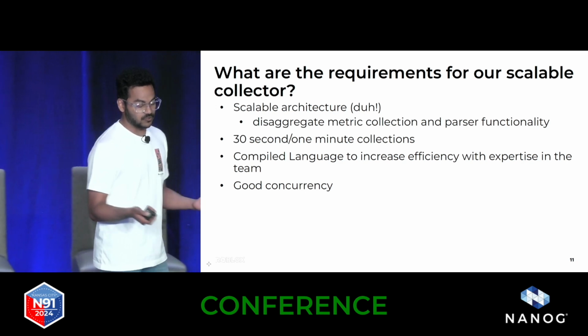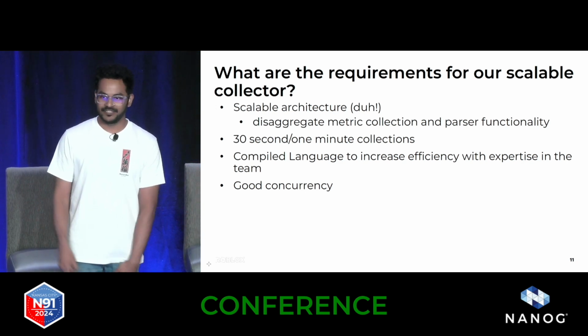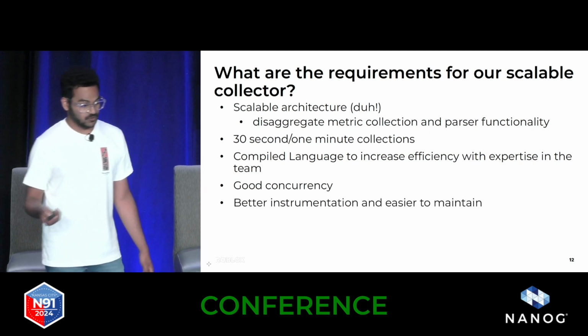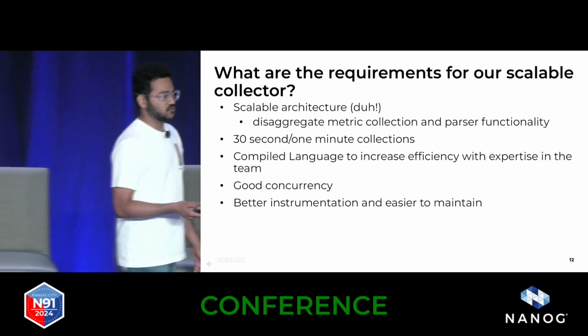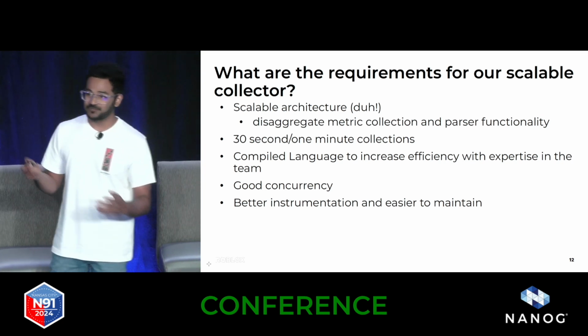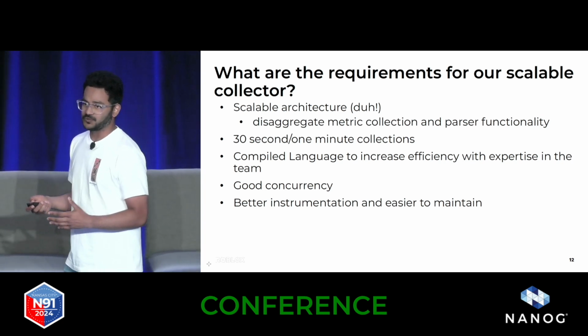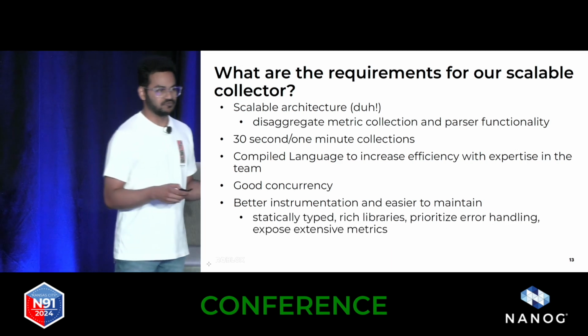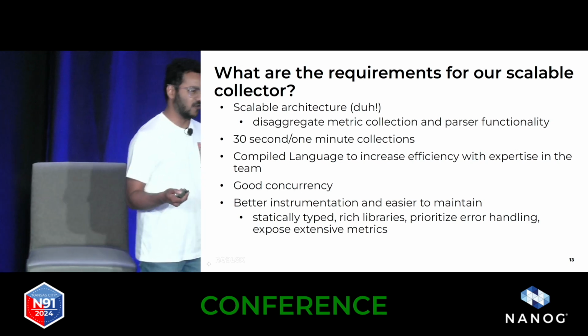The other one is good concurrency. Obviously, dealing with devices, we need really good concurrency. And the last one is better instrumentation and easier maintenance. We need to expose a lot of metrics so that it's easier to debug. And obviously, we should be able to maintain it easily. So how can we do it?